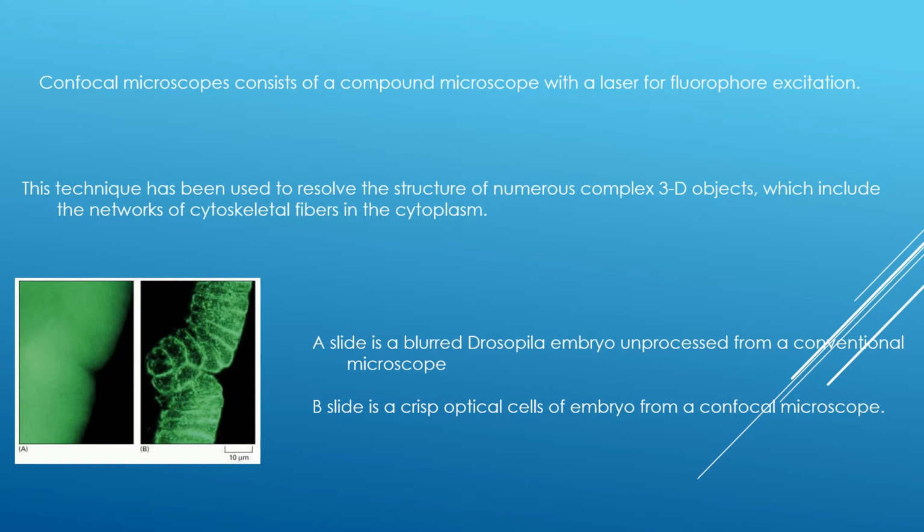Here's a diagram. The A slide is a blurred Drosophila embryo, unprocessed from a conventional microscope. On the B side is the crisp optical cells of the embryo from a confocal microscope. Here you see how much clearer the image is with the confocal microscope.